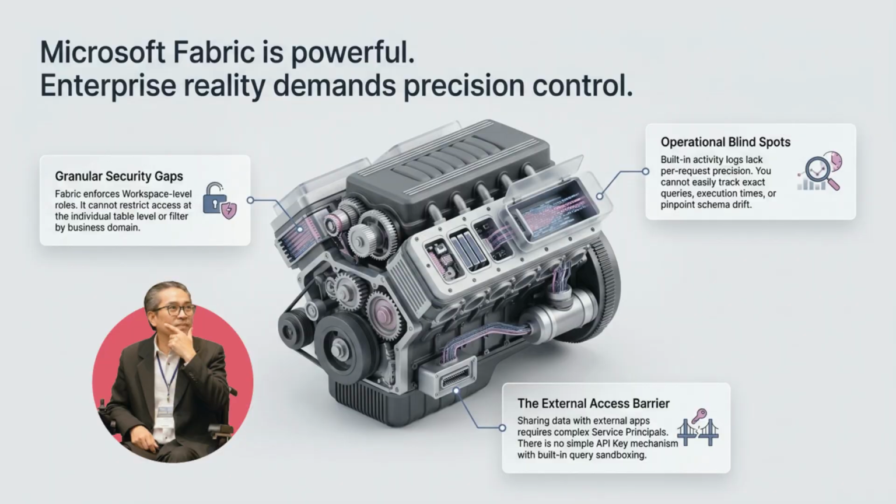Microsoft Fabric is an incredibly powerful engine, there's no doubt about that. But for an enterprise, power isn't enough. You need precision control. Currently, there are three areas where the out-of-the-box engine needs more tuning.